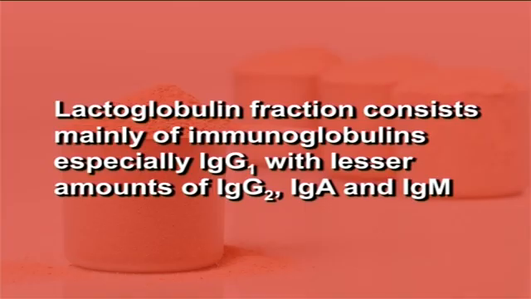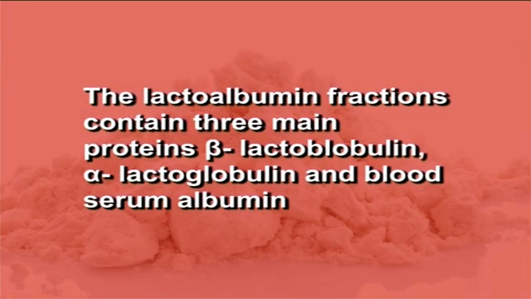The lactoglobulin fraction consists mainly of immunoglobulins, especially IgG, with lesser amounts of IgG2, IgA and IgM. The lactalbumin fractions contain three main proteins, that is beta lactoglobulin, alpha lactalbumin and blood serum albumin.